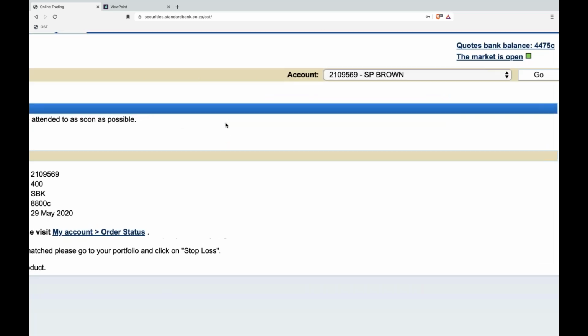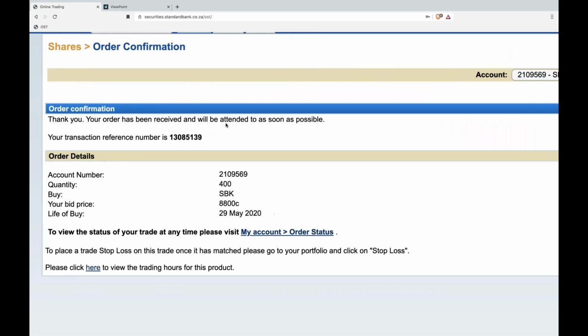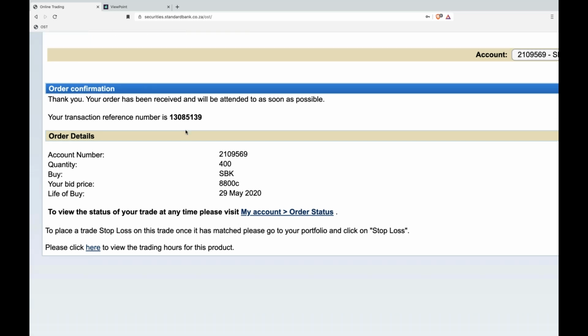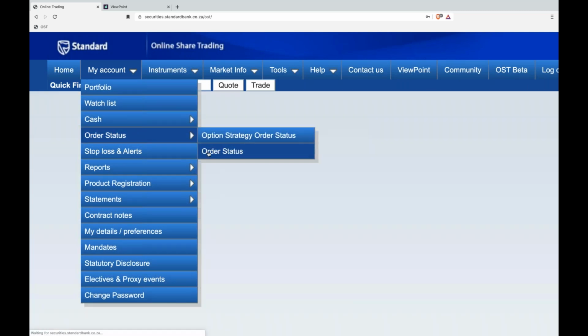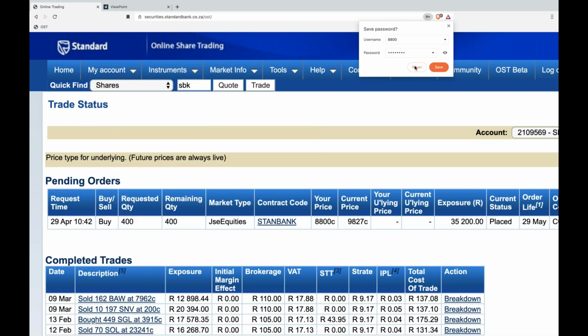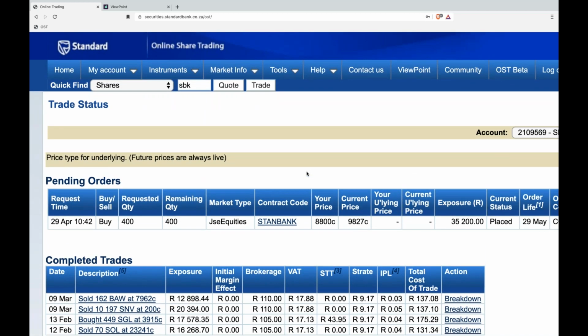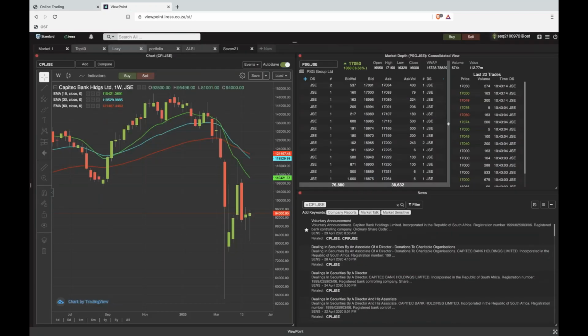And there it just confirms that your order has gone into the market. Order's been received, attended to as soon as possible, and gives you a transaction reference number. Again, it tells me what I'm looking at. It also tells me where I can go and find that order status. So my account, order status, because I'm looking at normal orders. And there are my 400 shares sitting on the market ready to trade. Now, they're not going to trade because currently the price is 98.27.